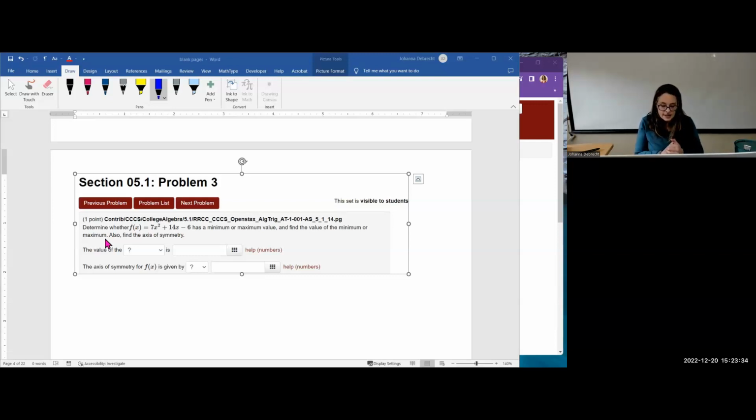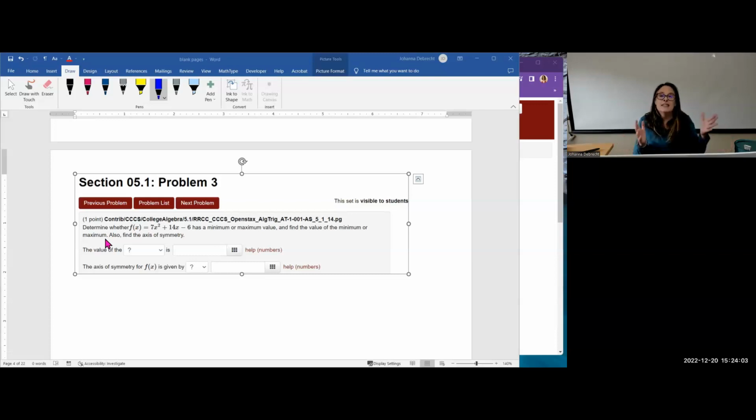And then they want us to find the axis of symmetry. Well, we know that for a parabola, the minimum or maximum is always at the vertex. So what they're really saying is, find the vertex, and then for the minimum or maximum, give the y value there. That's the min or max. And then find the axis of symmetry, which is the vertical line that goes through h. So it's x equal h. Okay, pretty simple, right?